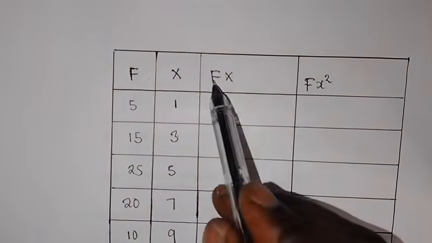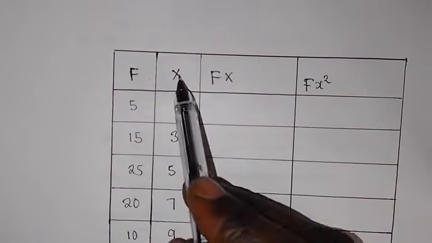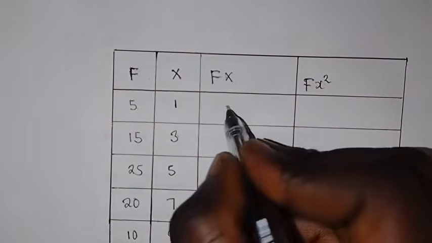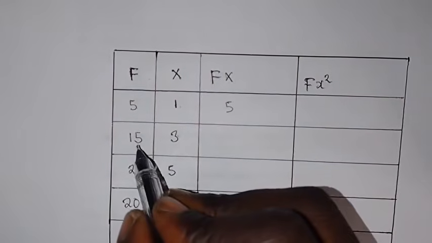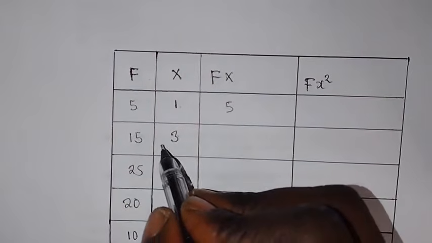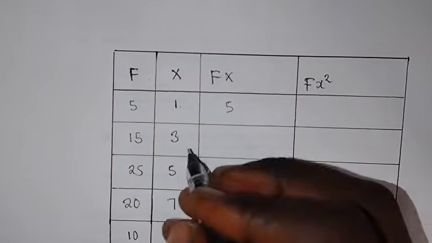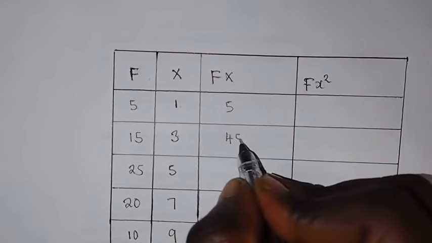Now here we have fx. So this means f times x. 5 times 1, this is 5. Then here you have 15. So 15 times 3, you multiply 15 times 3, and you get a 45.